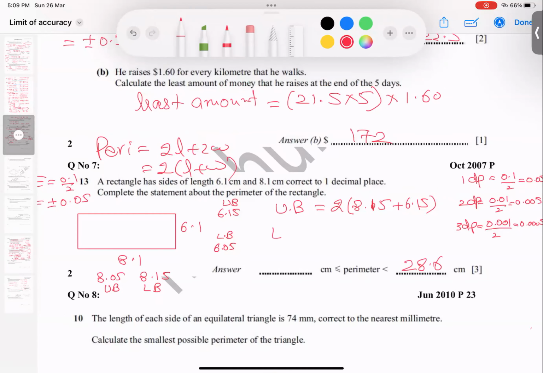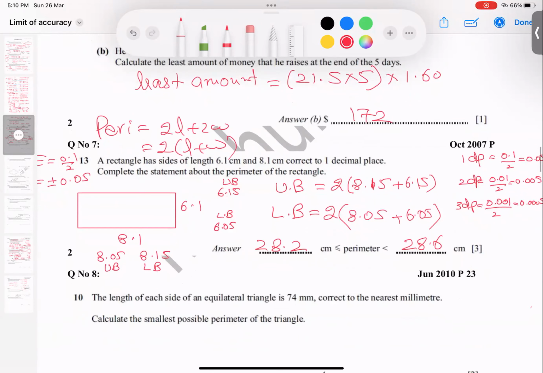28.6. And in the same way I'm looking for the lower bound. What is the formula? Length and width added. But this time I will add the lower length and lower width. So the length is 8.05 and the width is 6.05, times 2. Let me type it: 2 times (8.05 plus 6.05). I believe it is very easy. So 28.2. Alhamdulillah. I hope the point is very, very clear.